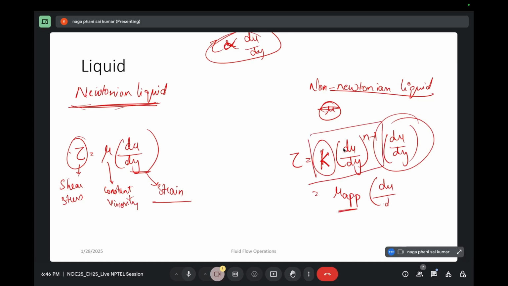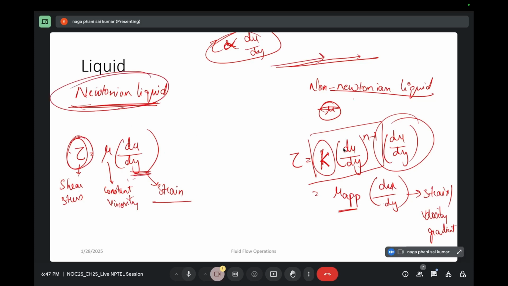So these two terms can be clubbed together and called apparent viscosity, multiplied by du by dy, which is again the velocity gradient, or shear strain. So whenever there is a fluid flow, the stress in the fluid will be proportional to the strain for Newtonian liquids, and for non-Newtonian this will be a bit different. Tau will be equal to apparent viscosity into the strain caused in the fluid.